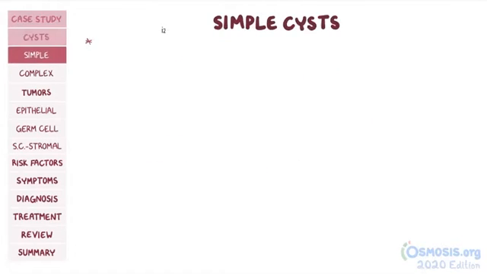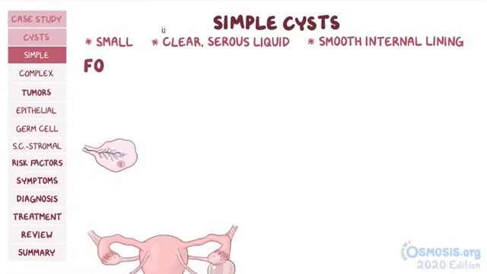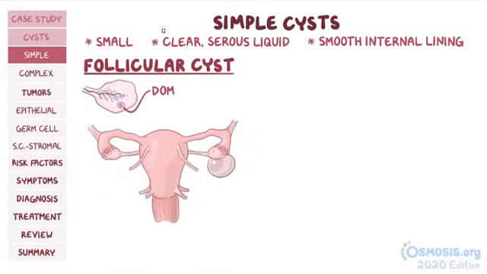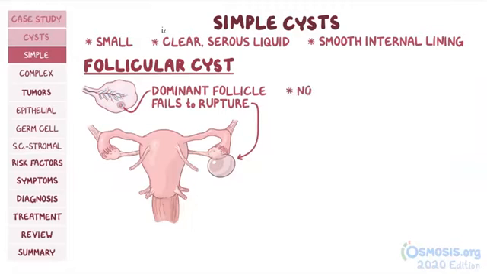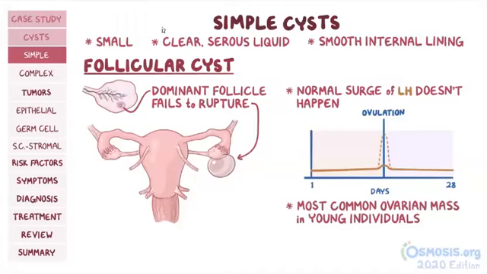Simple cysts are generally small. They contain clear serous liquid and have a smooth internal lining. The classic example is a follicular cyst, which is a dominant follicle that fails to rupture before ovulation and keeps growing. This can happen if, say, the normal surge of LH that causes ovulation just doesn't happen during a given menstrual cycle. In fact, follicular cysts are the most common type of ovarian mass in young individuals.